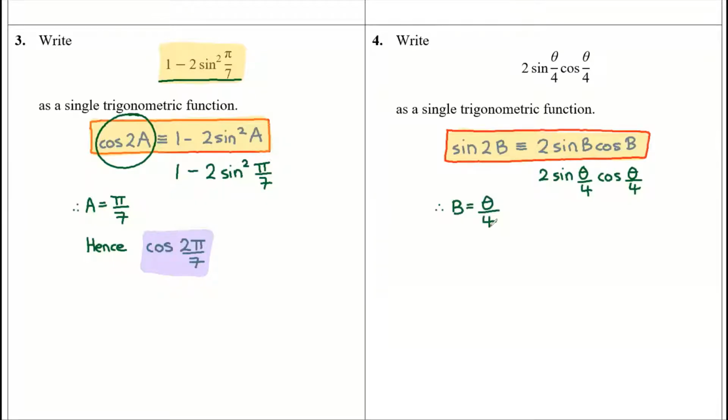And we're never going to be able to work this out unless we're told what theta is. We can't evaluate it. But what we can do is state that hence we're going to have sine of 2 theta over 4. We're going to double it, which simplifies to sine of theta over 2. So it's sine of theta over 2, all that. Which makes sense, doesn't it? Because it's a double angle identity. And these theta over 4s are half of what we have here. Okay, so that concludes the warm-up.